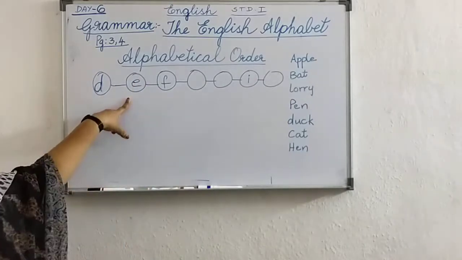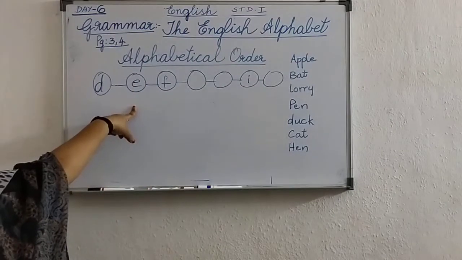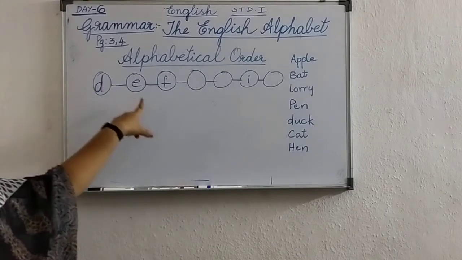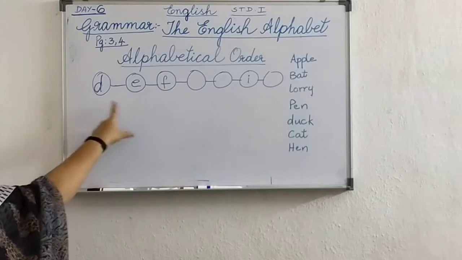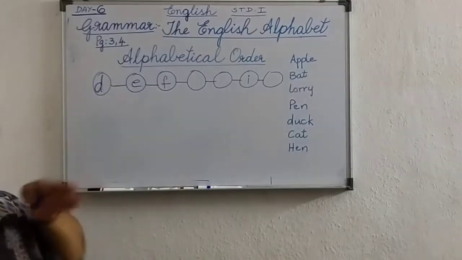You should not write H, I or K. What letter comes after D, that only you should write. Then only it's correct. Okay, that is called order. You are following the order.